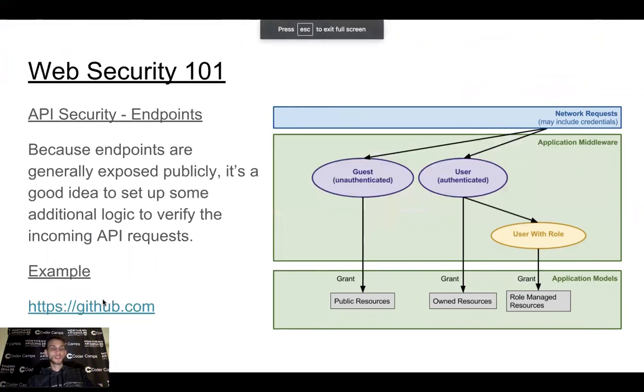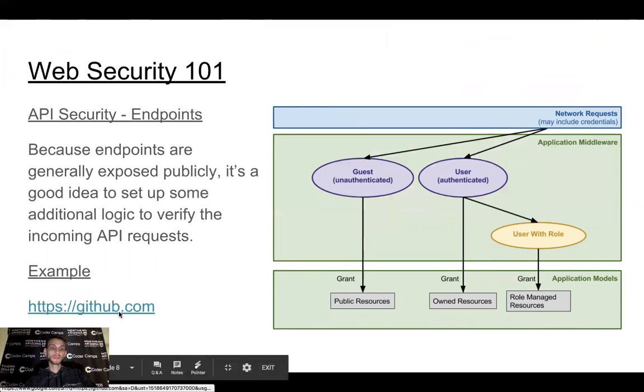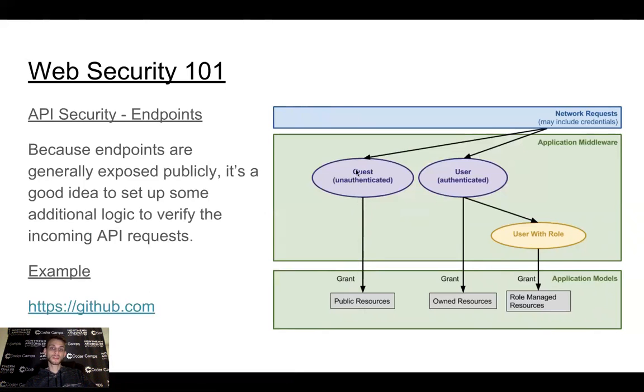All right, next let's talk about API security in regards to your endpoints. Because endpoints are generally publicly exposed, it's a good idea to set up some additional logic to verify the incoming API request. For example, GitHub.com does a really good job of this. When you first go to GitHub, you're a guest, you're unauthenticated. They allow you to look at other people's resources, but none of your own, because obviously you don't have an account. Once you become an authenticated user, you can look at your own resources as well as public resources. And if you have role authentication involved, it can even share those resources as well.